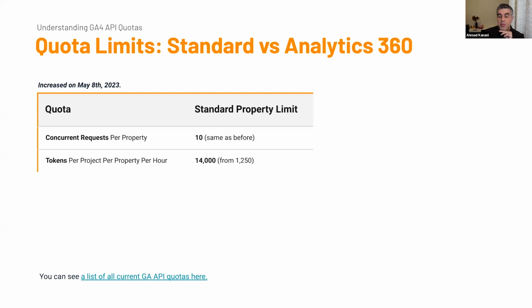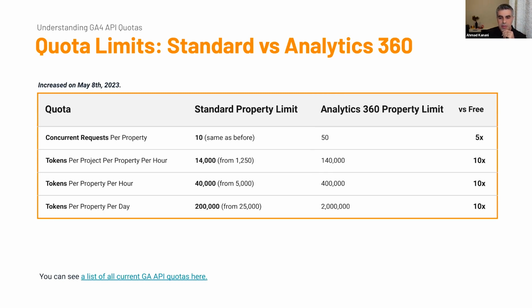Tokens per project, per property, per hour. Every hour, Looker Studio can consume 14,000 tokens, which is quite nice. It's workable. But 3 weeks ago, 4 weeks ago, it was 1,250. It was unworkable. It would break any serious report almost immediately. And we also have limits per property per day.